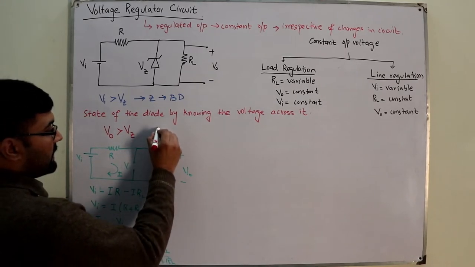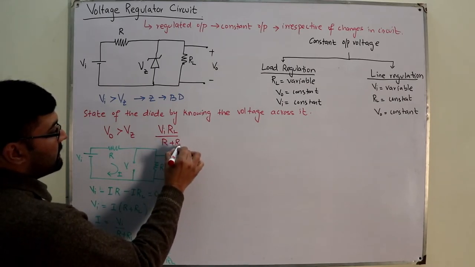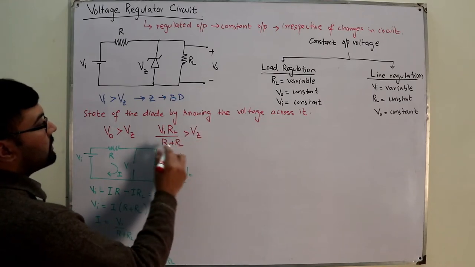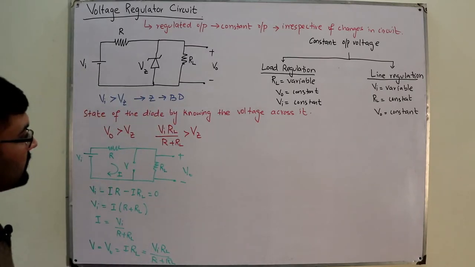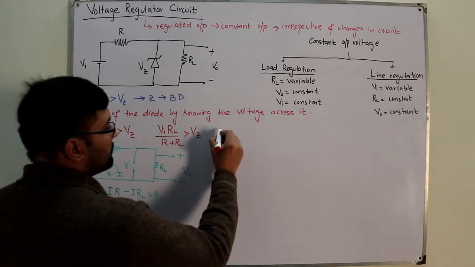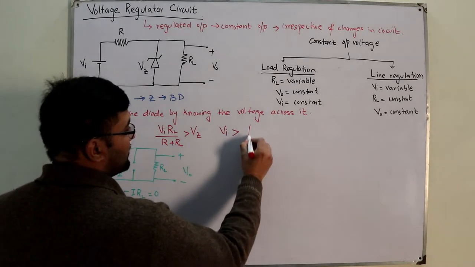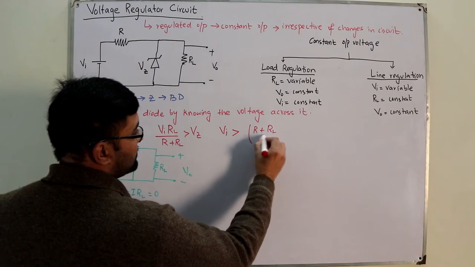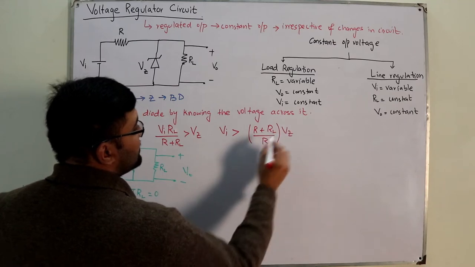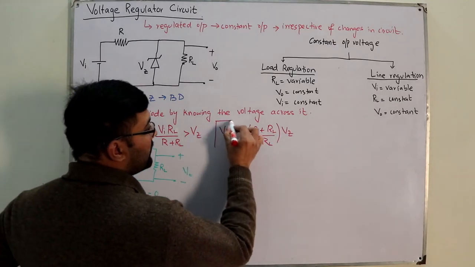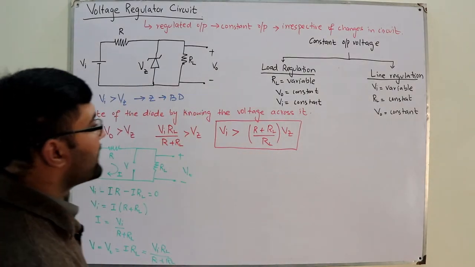So V input times RL divided by R plus RL should be greater than the Zener potential in order for the Zener diode to break down. So you can check the value of input voltage from here. V input is greater than (R plus RL) divided by RL times VZ. If the input voltage is greater than this value, then the Zener diode will break down.